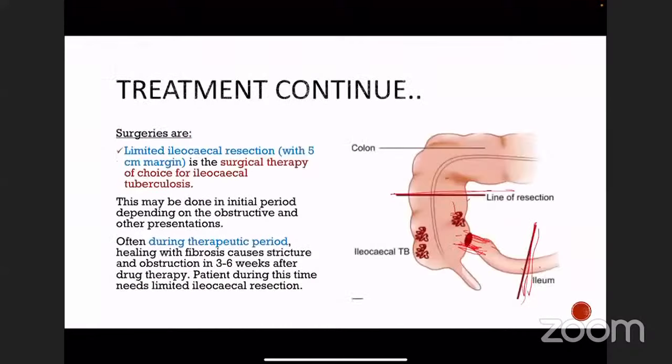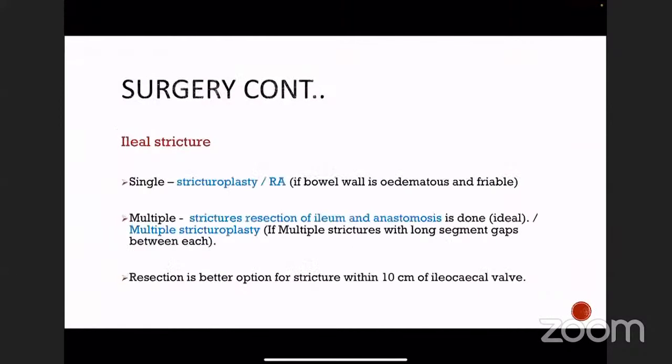So other than ileocecal resection, what else can we think about? To relieve the stricture, if a patient is not willing to have the ileocecal region cut, or if the ileocecal region is not wholly involved, there is just a single stricture, or there are multiple strictures but at distinct places, right? Then you won't cut the whole ileum and cecum. You will do just a strictureplasty in such a patient. But if the bowel wall is edematous or friable with the single stricture, you have to go with resection and anastomosis.